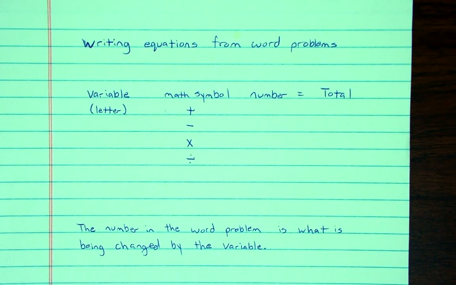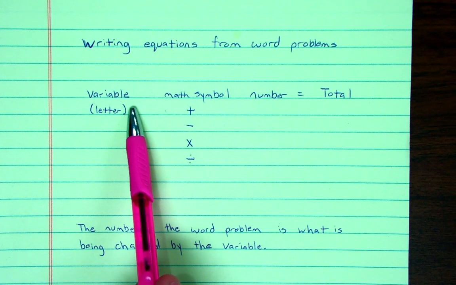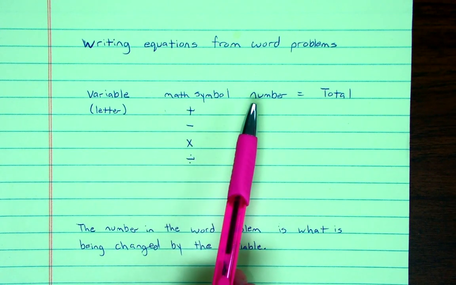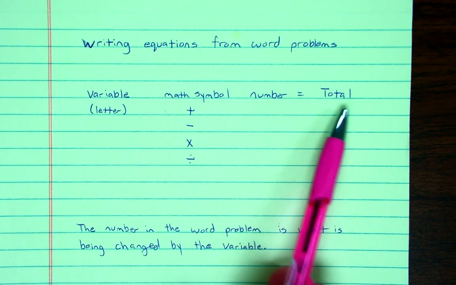All right, so back again. Today we are talking about writing equations from word problems. Yesterday when we wrote equations from word problems, we did the adding and subtracting. Today we're going to be doing the multiplying and dividing with keywords. Remember, when we are writing equations, we need a variable connected to a math symbol, connected to a number, equals a total, which is also a number.